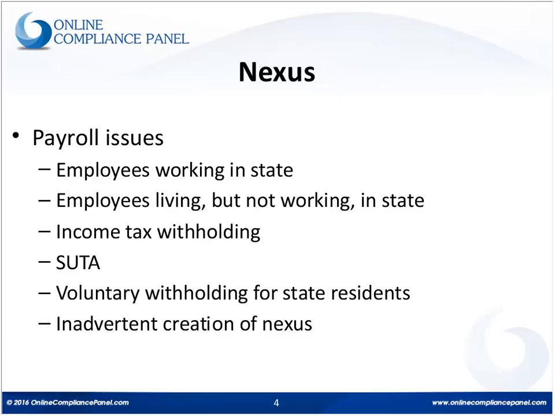If you have state residents who are not working in the state but working for you in another state, the question would be whether they're subject to state income tax in their resident state, and whether the business would want to withhold voluntarily for state residents without creating nexus, or whether acknowledging that would create nexus itself. And of course, the inadvertent creation of nexus is also a major issue with relation to payroll.